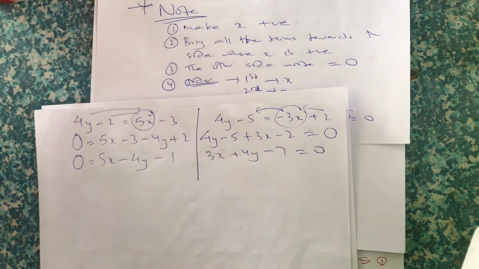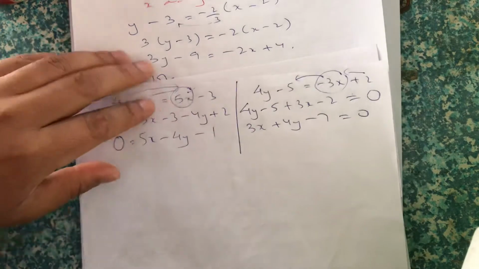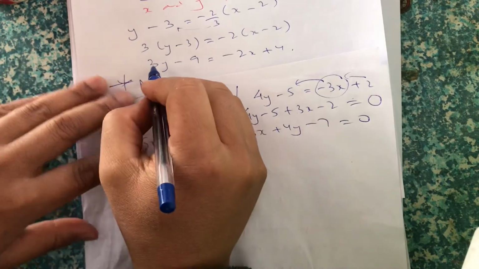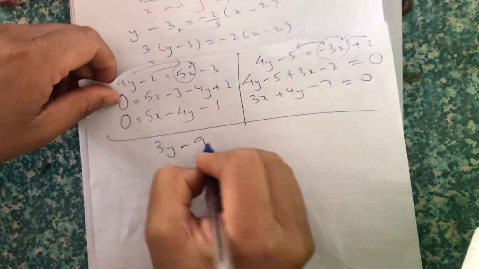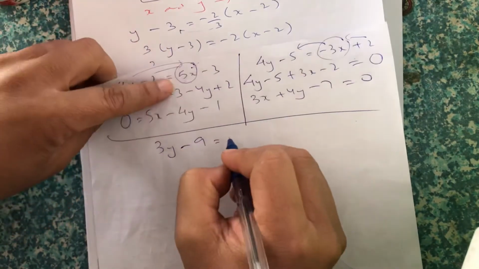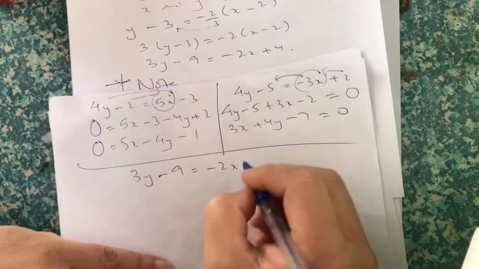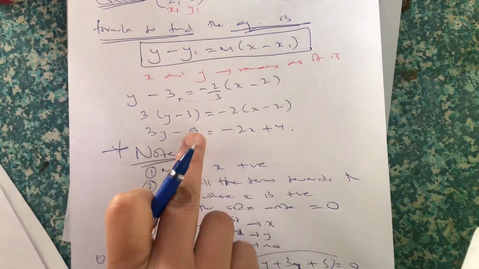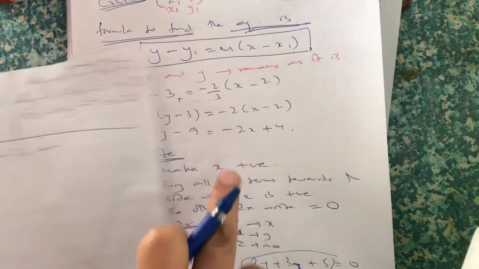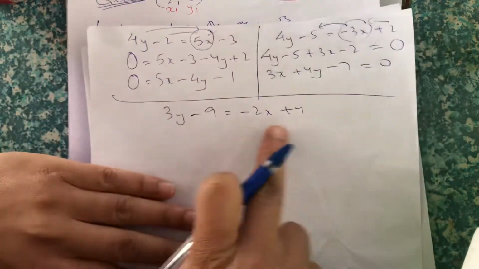Is that okay? Now we come back to our question. It was 3y minus 9. So we had 3y minus 9 is equal to minus 2x plus 4.